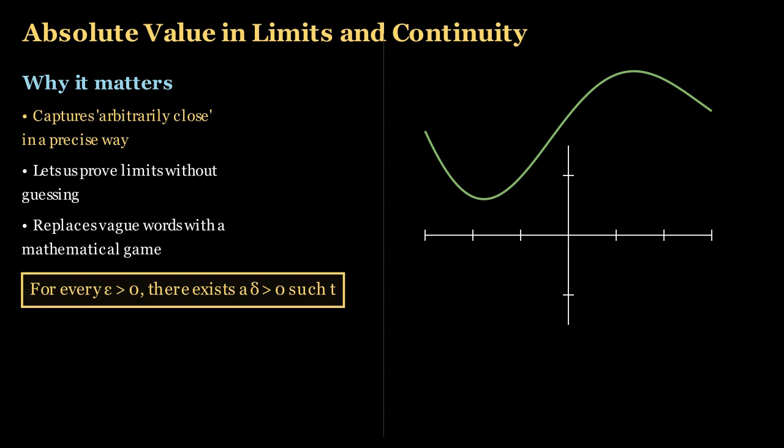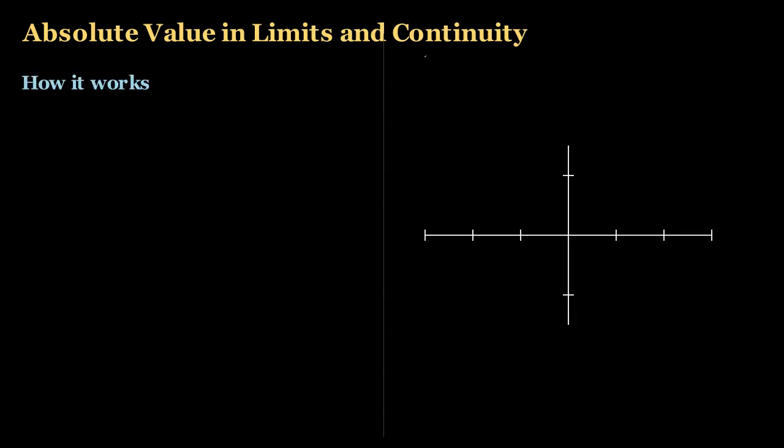The function f of x equals the absolute value of x is continuous everywhere. At any point A, as x approaches A, the absolute value of x approaches the absolute value of A. There are no jumps or holes. But at x equals 0, something interesting happens. The graph has a sharp V-shaped corner.